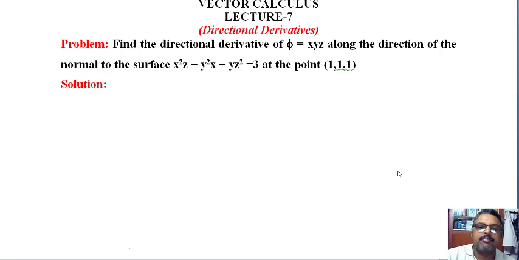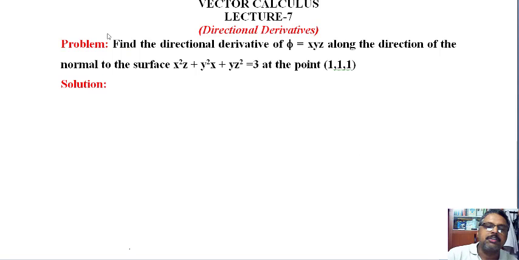So, today's topic is directional derivatives. Today we will discuss a few problems based on directional derivatives. What is the question? Find the directional derivative of phi equals xyz along the direction of the normal to the surface x square z plus y square x plus y z square equals 3 at the point (1, 1, 1).